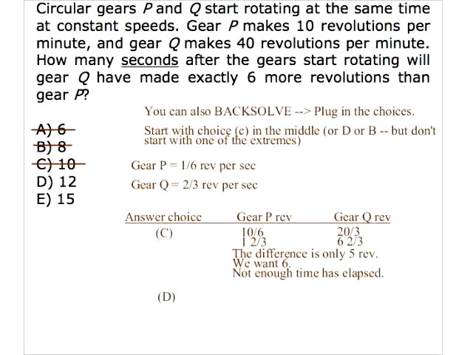So D, gear P revolution, goes 12/6, which is 2 revolutions. Typo. And then gear Q goes 24/3, which is 8 revolutions. So the difference is 6 revolutions. This is what we want. So you can do that.